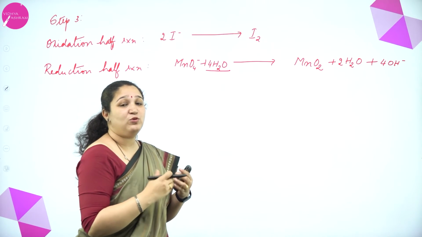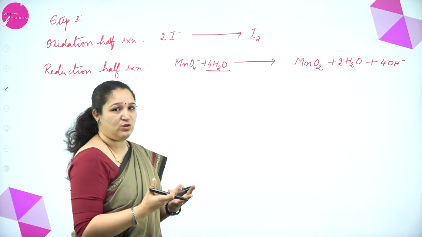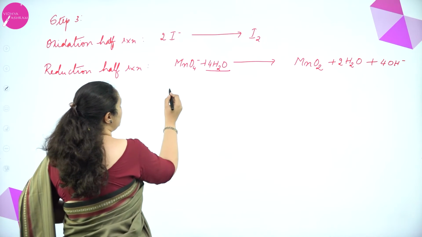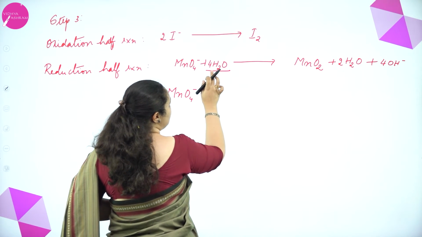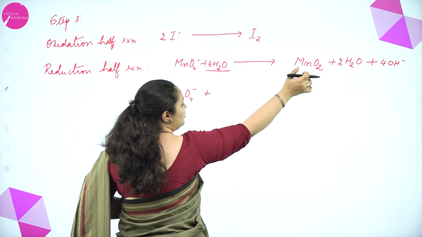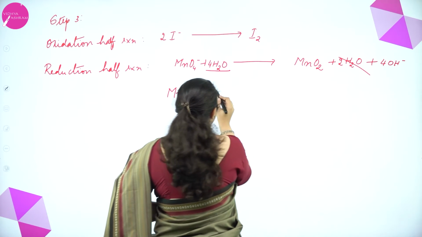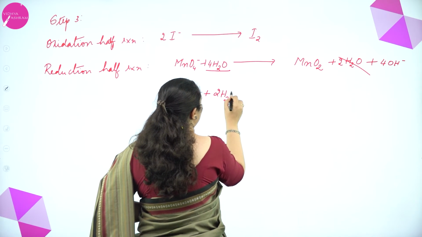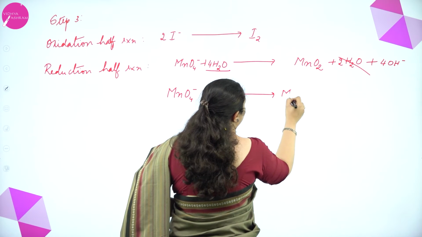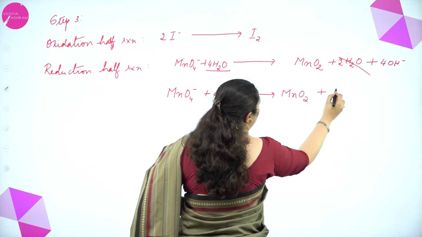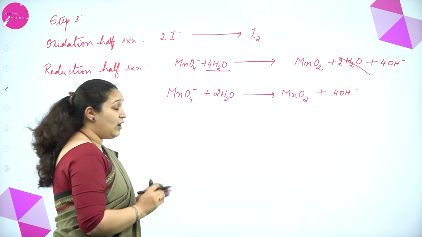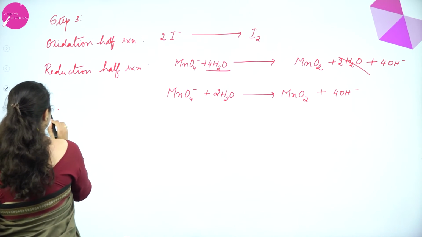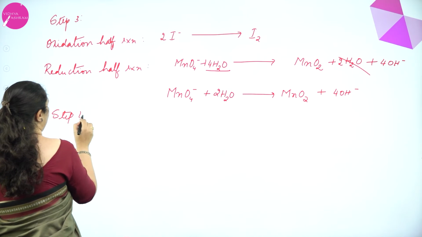Now I have to cancel the excess of water molecules. I'll write the reaction again here. It is MnO4 minus plus here 4 there 2. So this 2 will get cancelled. So here it becomes 2H2O and MnO2 plus 4OH minus. Okay. Now what we have to do? That is step 4.